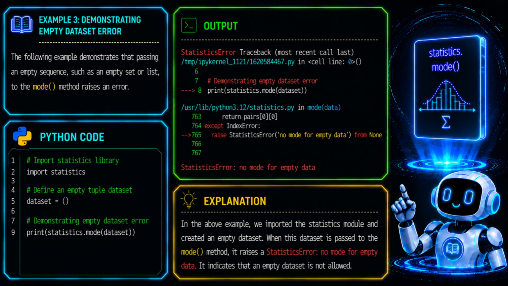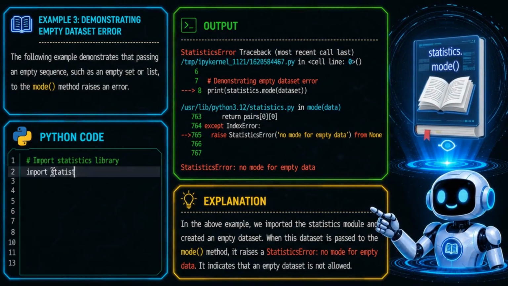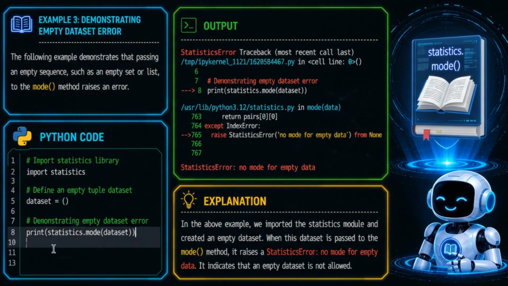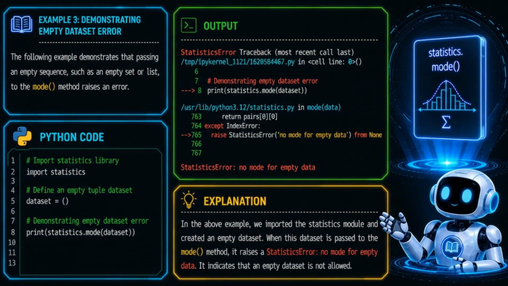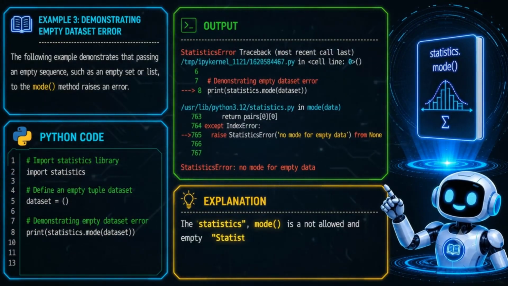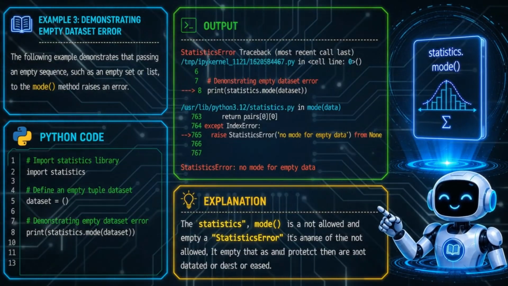Example 3. Demonstrating empty dataset error. The following example demonstrates that passing an empty sequence, such as an empty set or a list, to the mode method raises an error. Welcome back. Let's see what happens. Passing an empty sequence raises an error. Let's demonstrate this with an empty tuple. It raises a no mode for empty data. Empty datasets are not allowed.